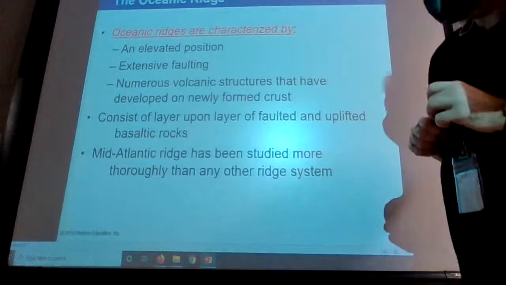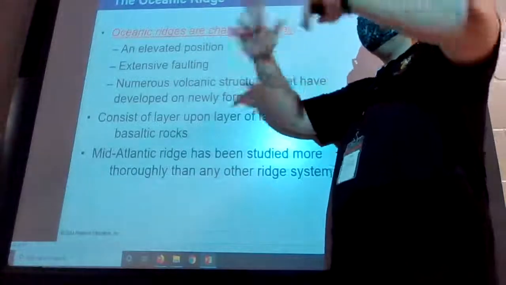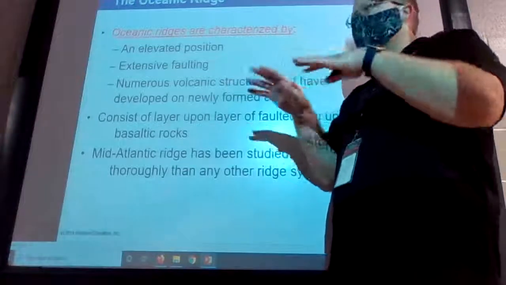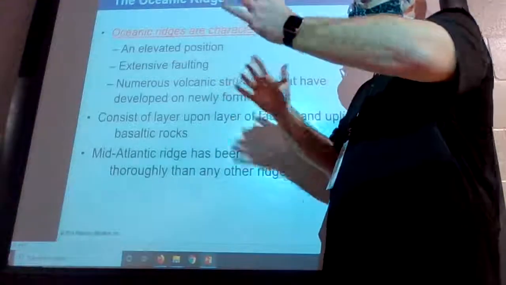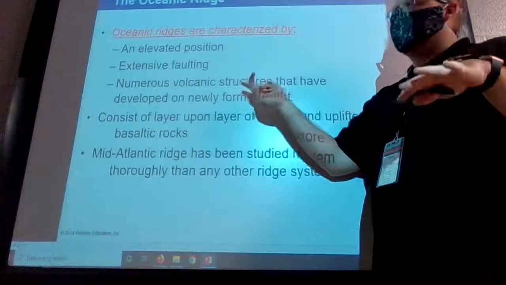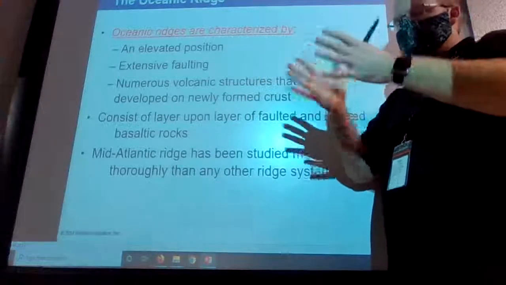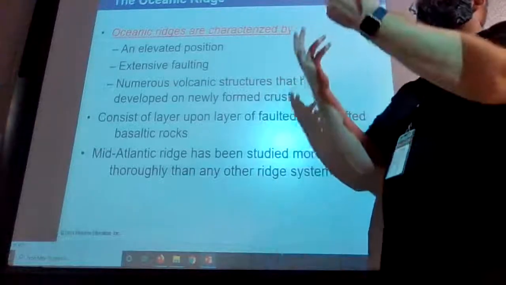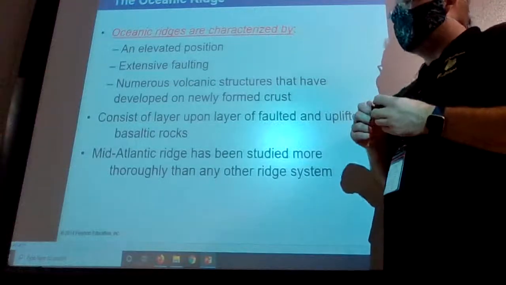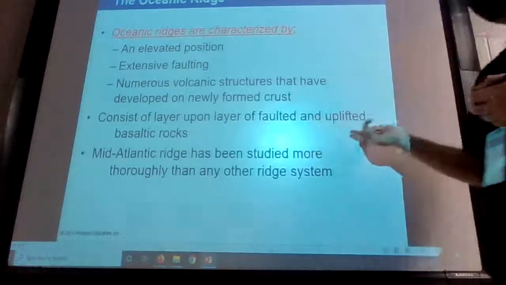So ocean ridges are characterized by what? An elevated position. So that's going to be your actual ridge itself. Extensive faulting, both divergent faulting and transform faulting to kind of offset the snake-like features in the mid-Atlantic ridge. Lots of volcanoes. They're not big explosive volcanoes. They're just gently erupting as your cracks open up. Magma comes up and fills the surface. They don't ever get super big. They don't ever really crest the ocean surface. They just stay below. A consistent layer upon layer of faulted and uplifted basaltic rocks.